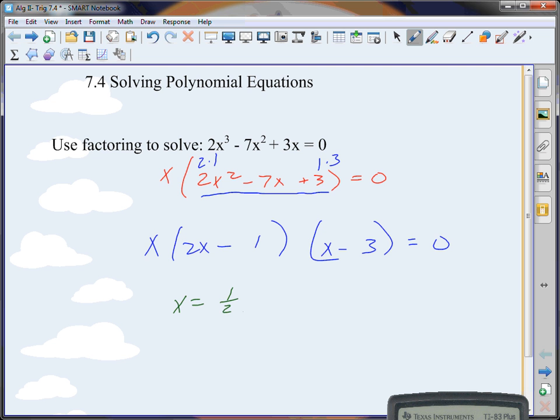Okay, 1 half, 3, and 0. 1 half comes from this. Opposite of this, divide by this. In other words, 2x minus 1 equals 0. Add 1 over, divide by 2. So I have this one, I have this one, and I have this one out here. X equals 0.